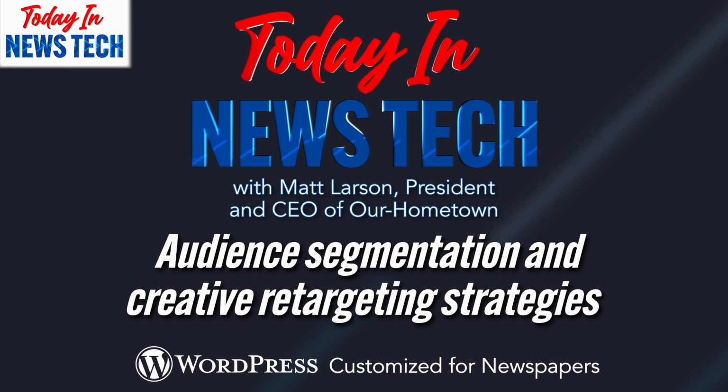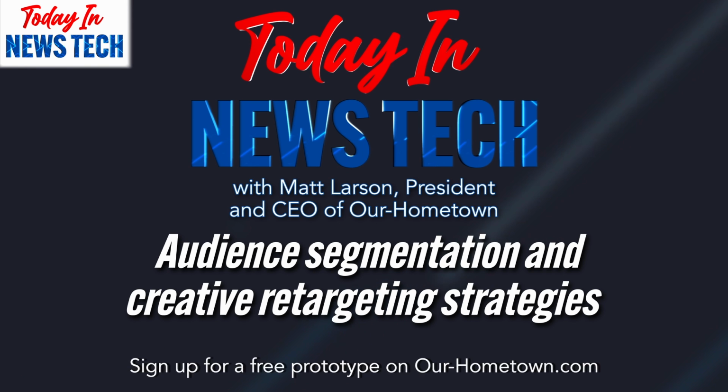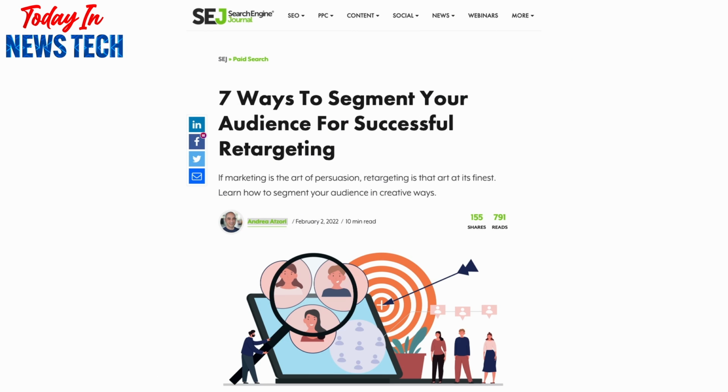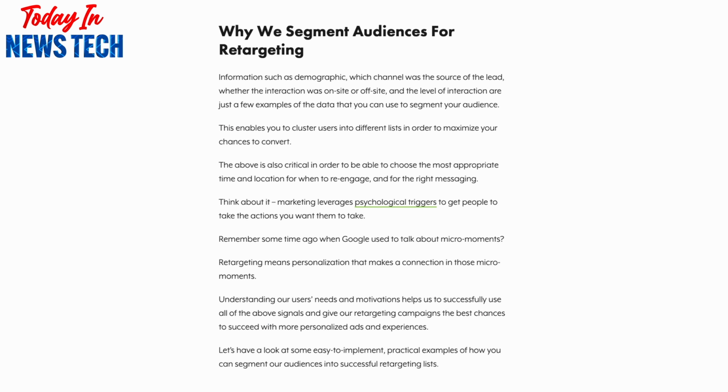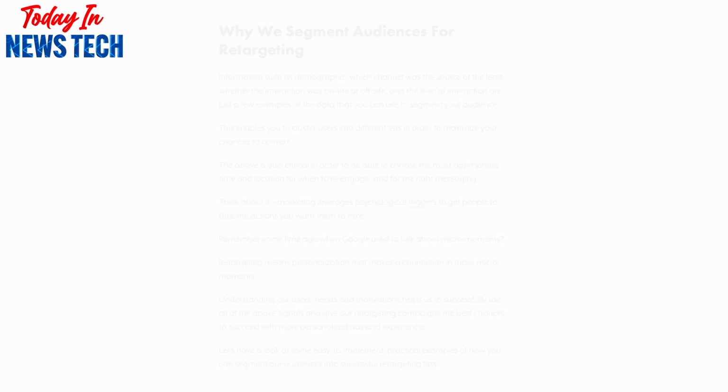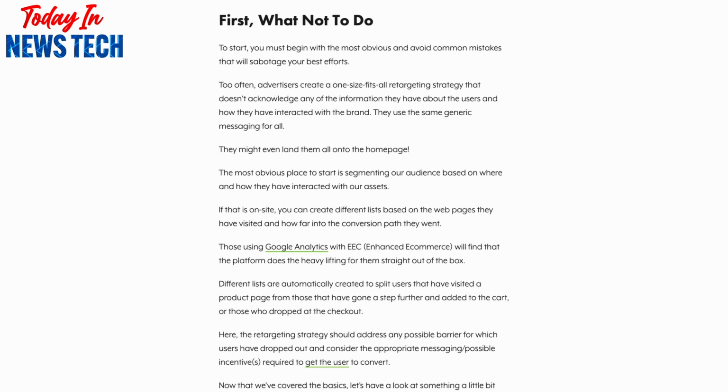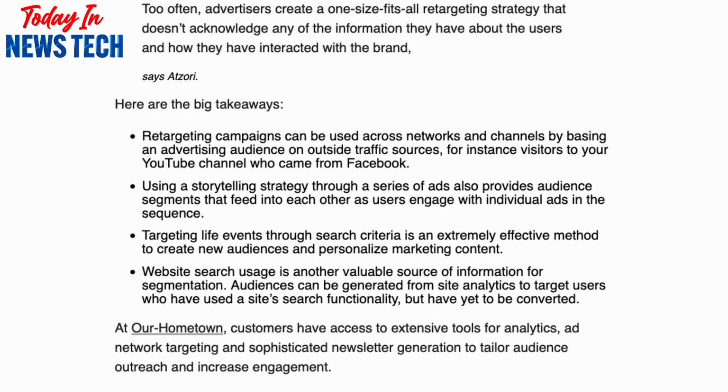Today we're highlighting a piece by Andrea Atzori over at Search Engine Journal about how publishers can improve engagement with audience retargeting. The article, 7 Ways to Segment Your Audience for Successful Retargeting, provides several approaches to audience segmentation through analytics, marketing campaigns, and contextual insights. Too often, advertisers create a one-size-fits-all retargeting strategy that doesn't acknowledge any of the information they have about the users and how they have interacted with the brand, says Atzori. Here are the big takeaways.